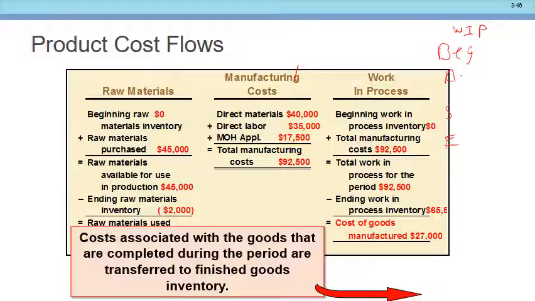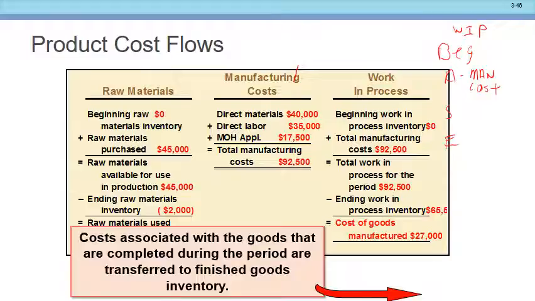The adds we call what? What are my adds to work in progress? Those are my manufacturing costs. Those are my direct materials, my direct labor, my manufacturing overhead, applied. Everybody? Right? What are my manufacturing costs? Direct materials, direct labor, good. Manufacturing overhead, applied. I add that to work in progress, don't I?